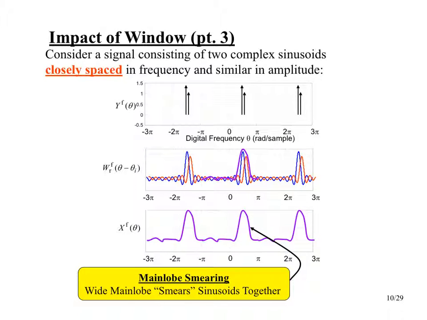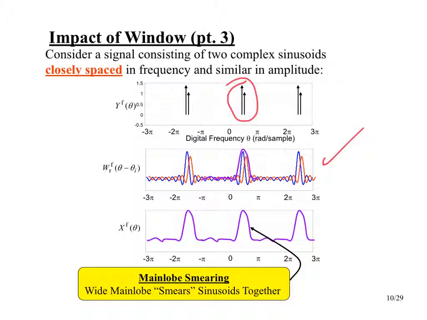So here's another scenario. Now we've got two closely spaced sinusoids. So the theoretical DTFT would be two delta functions. And here I'm showing that their amplitudes are a little bit different, but they're similar in height. And so on this middle plot, we have the blue curve corresponds to the lower frequency, higher amplitude one. The red one corresponds to the slightly higher frequency one.